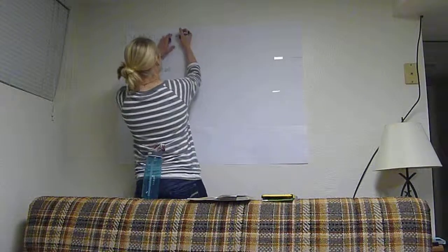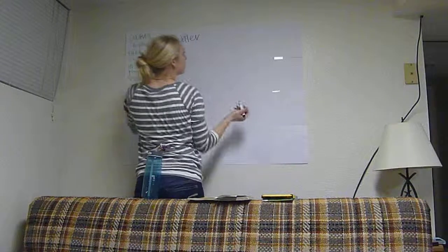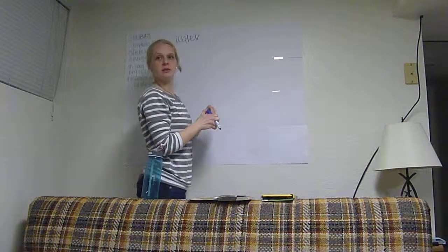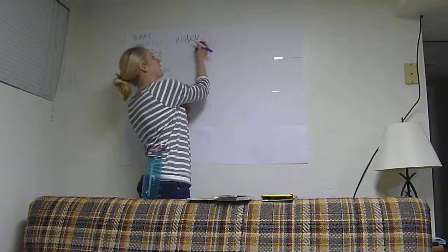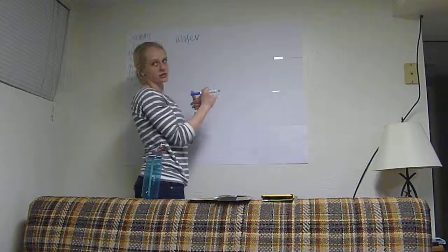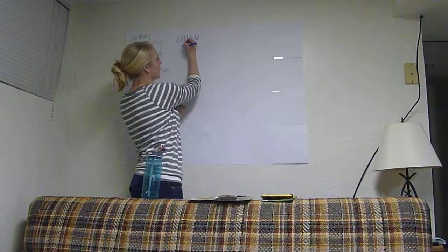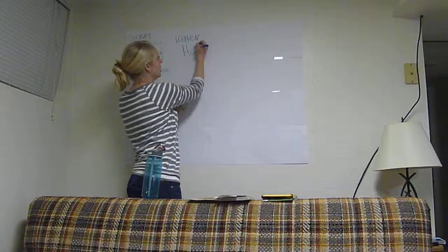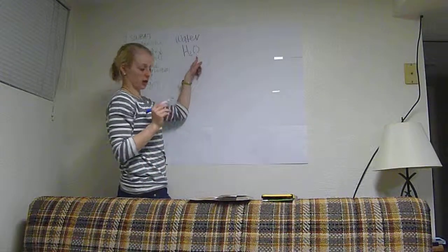Okay, so does anybody happen to know what the formula is for the molecule of water? Hydrogen and oxygen? Exactly. Water is made up of hydrogen and oxygen, and the molecular formula is H2O, and that just means that there's two hydrogens and one oxygen atom.